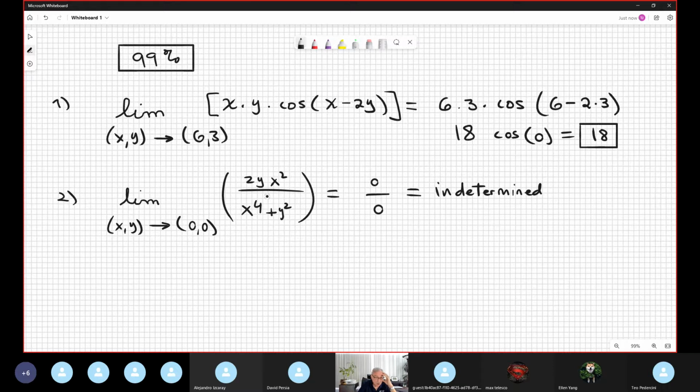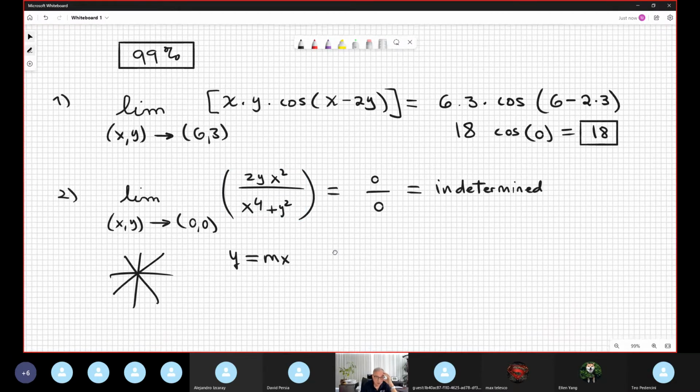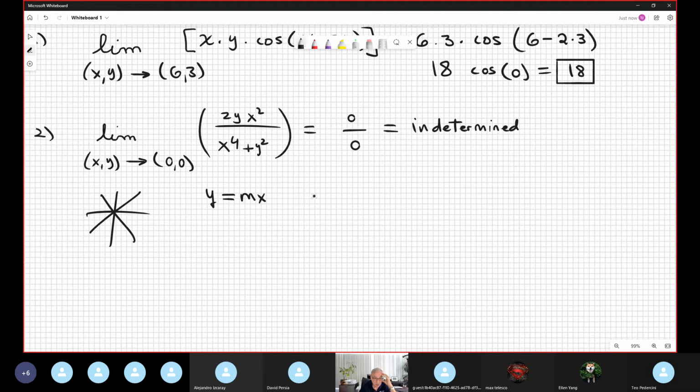So one traditional way is to travel in any direction. No, create y0, x0. This is stupid. A line mx, right? So you convert the problem from 2 dimensions to 1 dimension. Calc 1, limit, only one limit, when x approaches 0, of, replace y for mx. This is 2mx cubed divided by x to the 4th power plus m squared x squared.